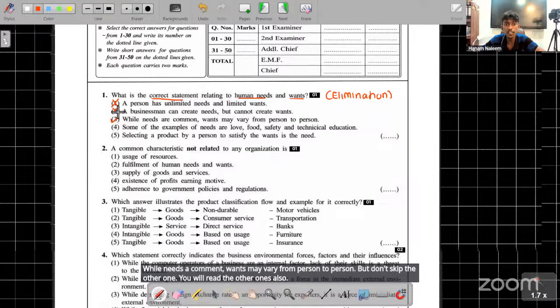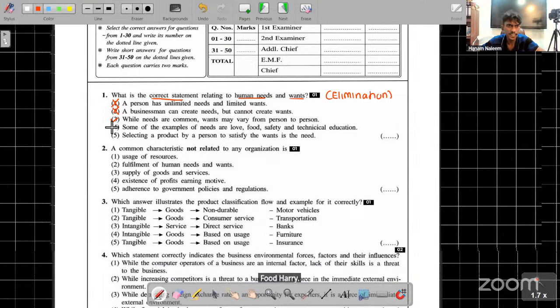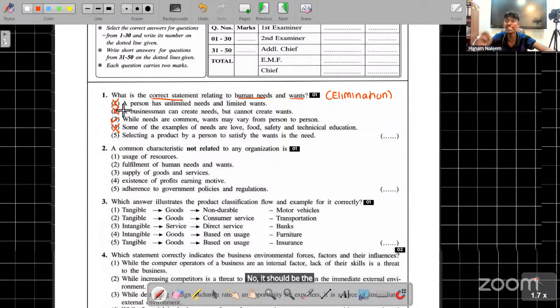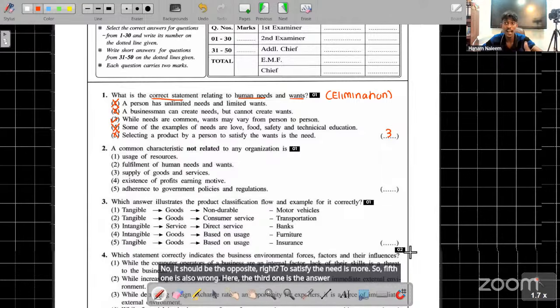Some of the example of needs are love, food, and safety, and technical education. Food, right, technical education, no, right? Okay. Selecting a product by a person to satisfy the want is the need. No, it should be the opposite, right? To satisfy the need is want. So fifth one is also wrong. Here the third one is the answer. But then how did I find? I was eliminating the wrong options and I went and chose the correct one. That is the elimination technique.